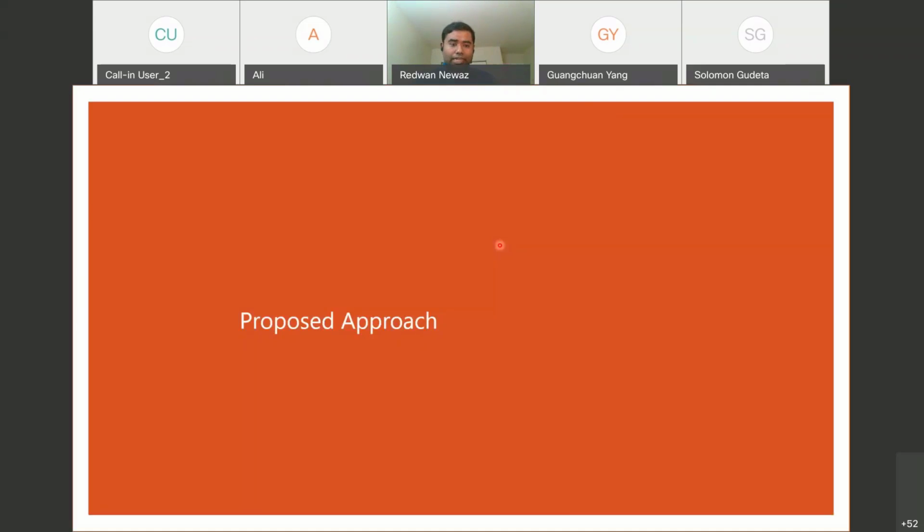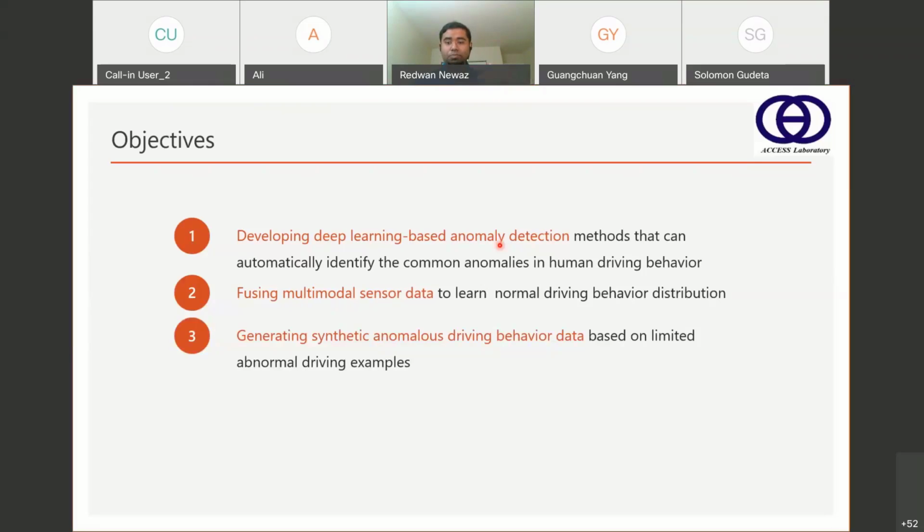So our target is to automate this process, because humans have a lot of prior knowledge, but we want the machine to do that. In order to do that, we developed deep learning-based anomaly detection methods that can automatically identify the common anomalies in human driving behavior by fusing multimodal sensor data to learn normal driving behavior first, and then detect the anomalous behavior during testing.